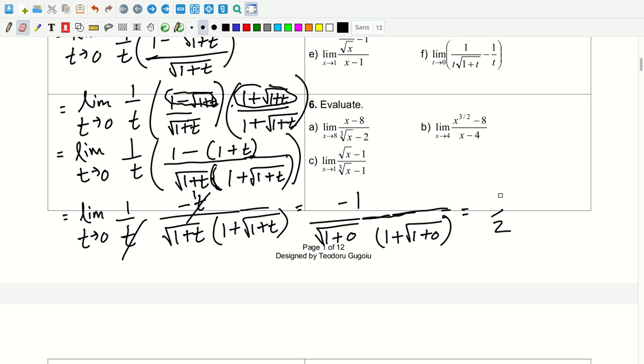Again, if I make a mistake, let me know. There's a lot of math. A lot of math to cover in a little bit. So that's number 5, okay?